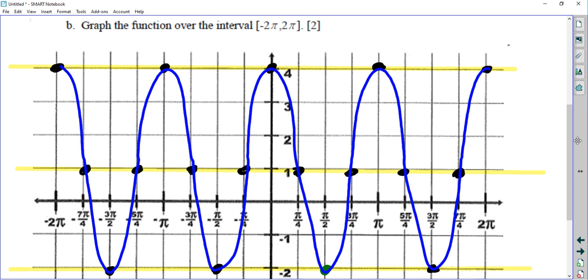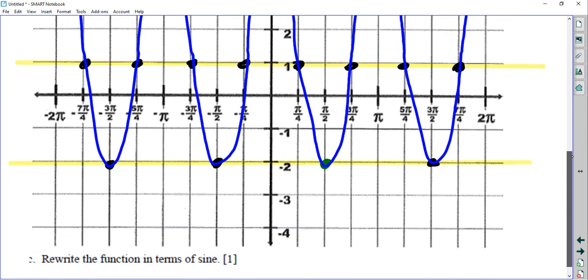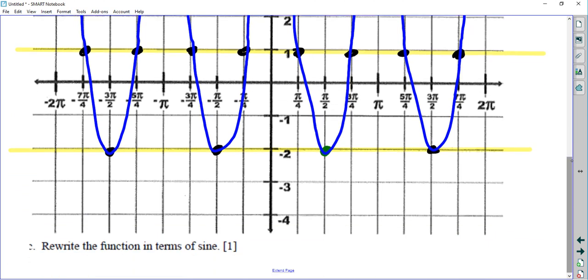Part C. Let me scroll down. It says to rewrite that same equation, the same graph, using sine instead of cosine. Well, it was cosine because we started at the bottom. Cosine starts bottom or top. Sine starts at the middle.